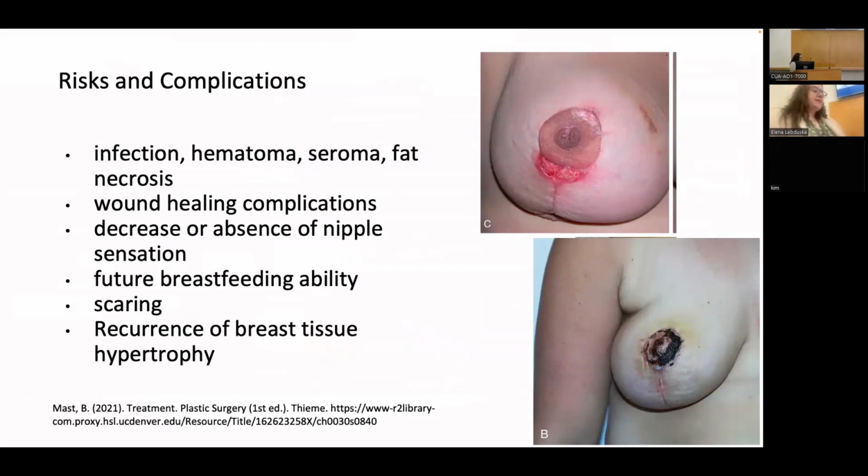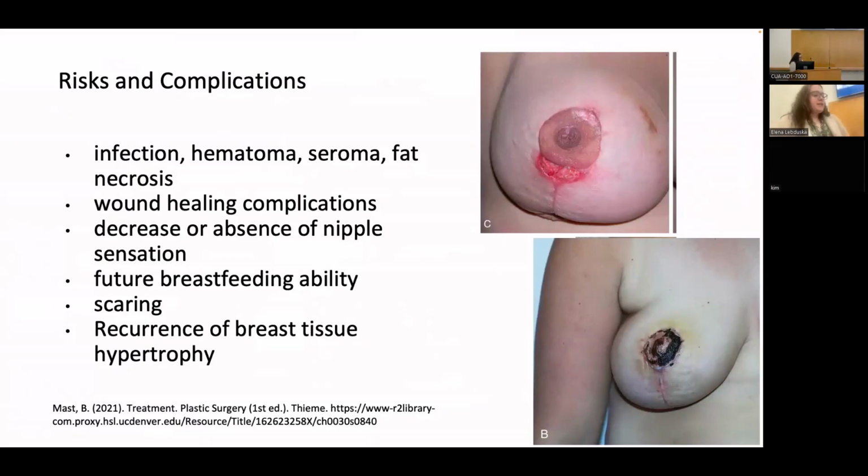Additionally, fat necrosis, as Elena mentioned, is a really common complication that is often later seen on mammograms and requires a skilled radiologist to determine the difference between the cyst and the encapsulation of the fat tissue and a malignancy. Seromas and hematomas are often also a complication.